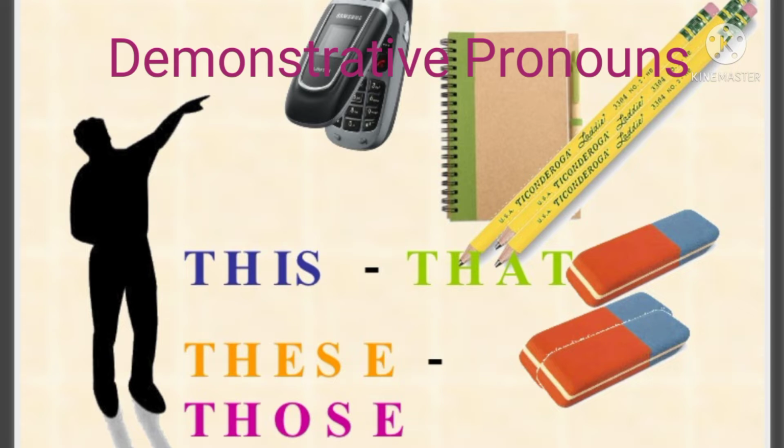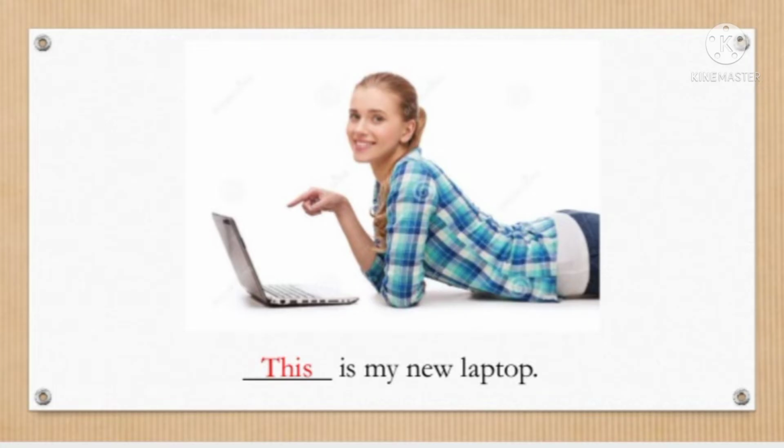When these are used in the place of nouns, they are called demonstrative pronouns. And demonstrative pronouns are used to point out people or objects, etc. Let's study some examples for demonstrative pronouns. This is my new laptop. Here, this is used in the place of the subject when you analyze the structure of this sentence. So it is a demonstrative pronoun.